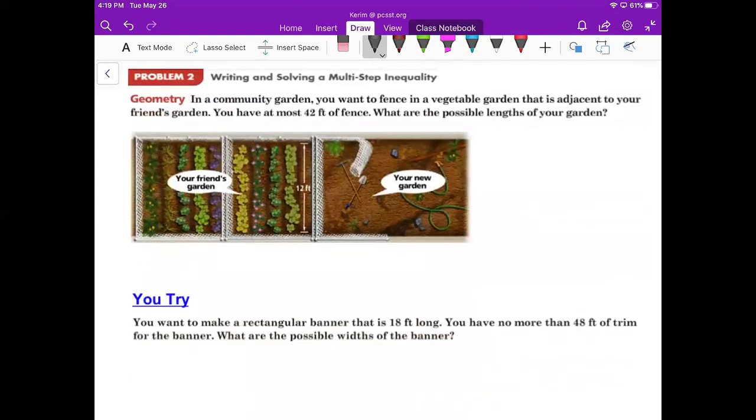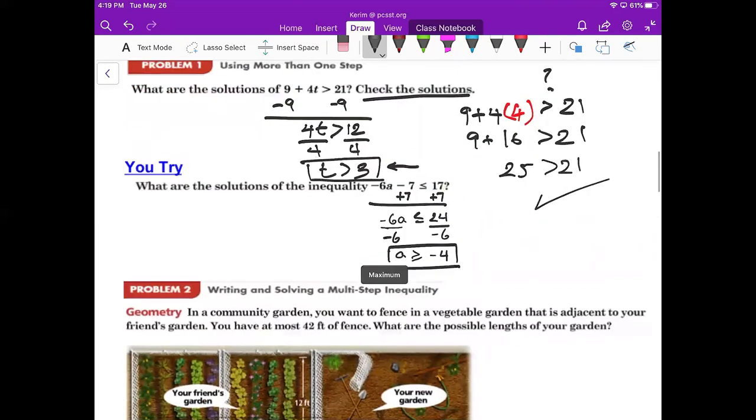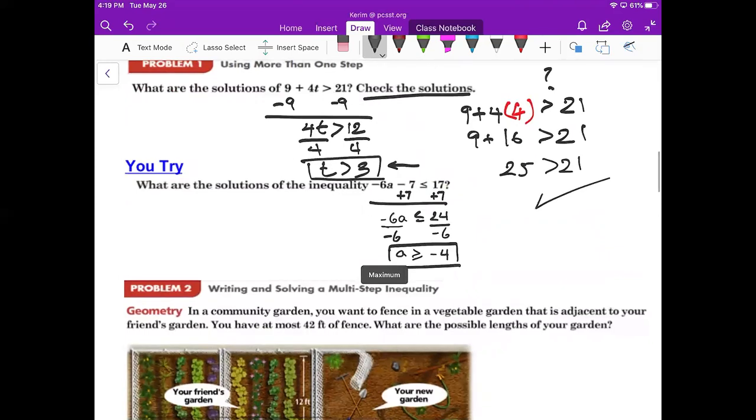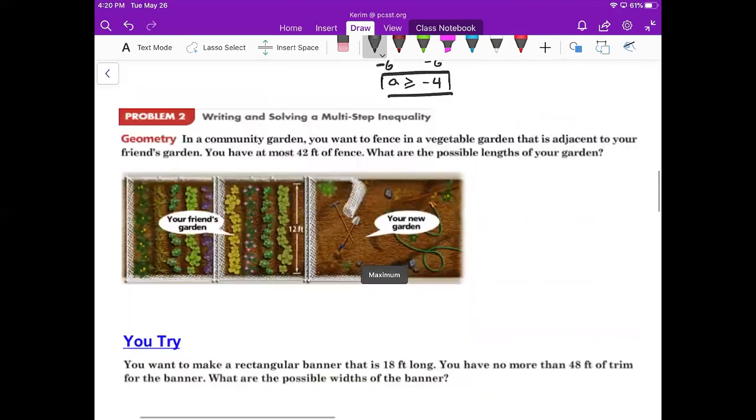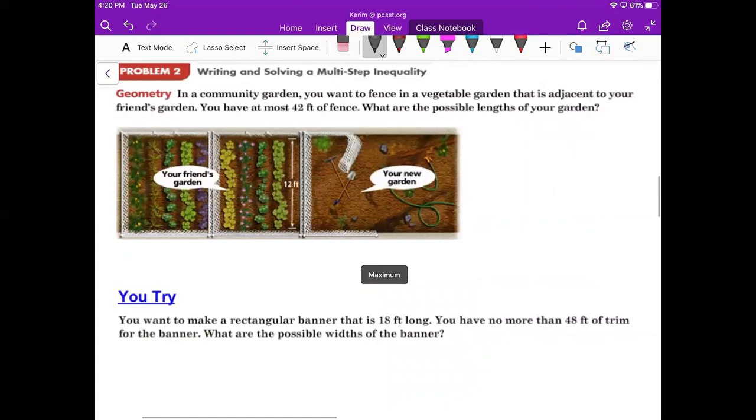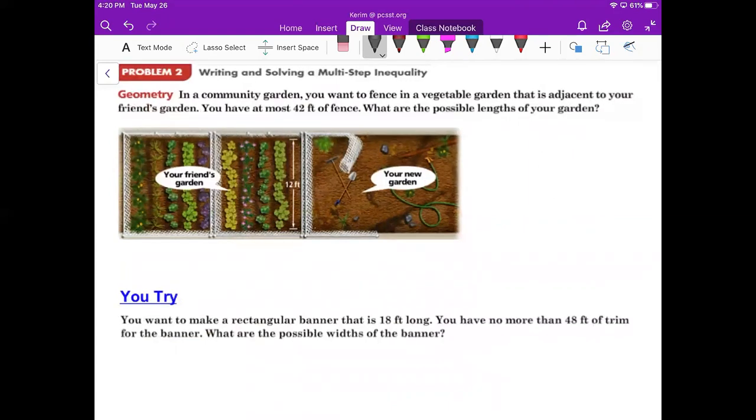Okay, so problem 2 is writing and solving a multi-step inequality. So we're going to write first, then we're going to solve it. If you pay attention to number 1, you already have the inequality, and just solve it. In this case, we're going to write and solve. We don't have an inequality, we have the problem. We're going to write an inequality like we did in the do now, and then we'll solve it. Problem 2. In a community garden, you want to fence in a vegetable garden that is adjacent to a friend's garden.